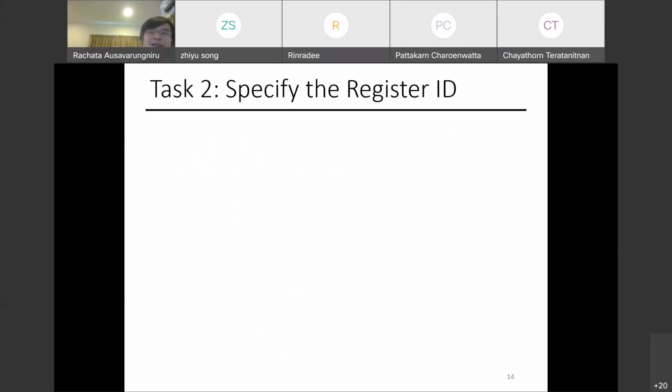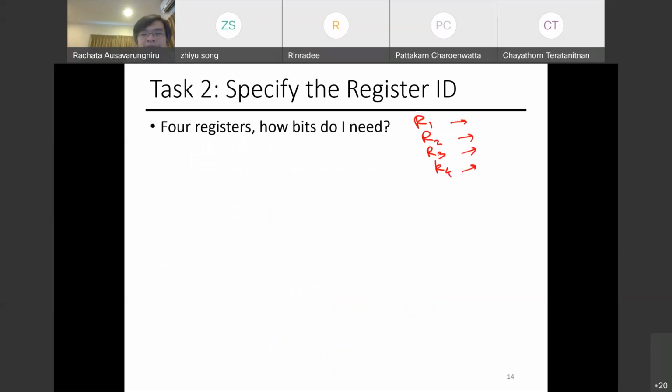Now we need to specify the register ID. I have 4 registers. How many bits do I need to represent all the 4 registers? Let's say I have R1, R2, R3, and R4, right? How many bits do I need to represent R1 to R4? 2 bits, exactly. I can do 0, 0, 0, 1, 1, 0, and 1, 1.